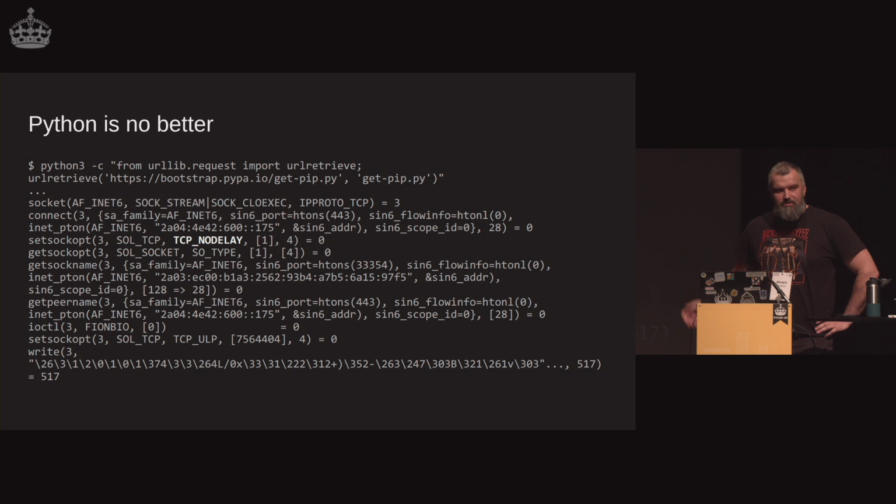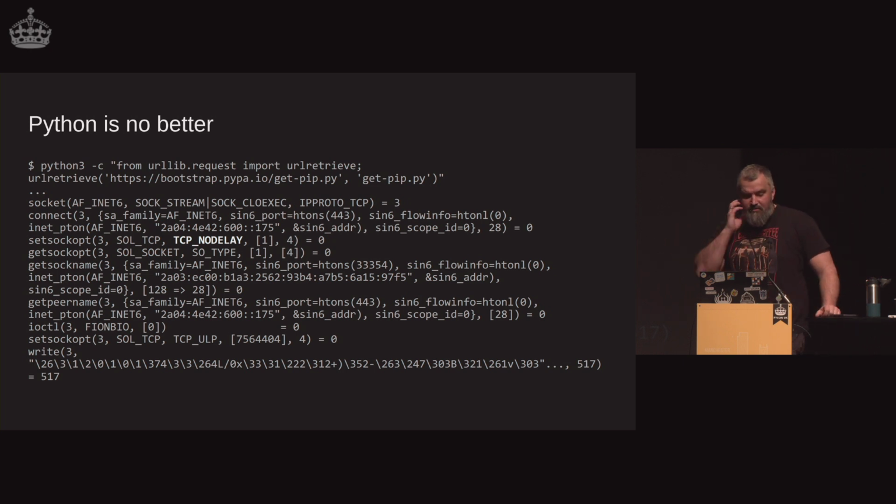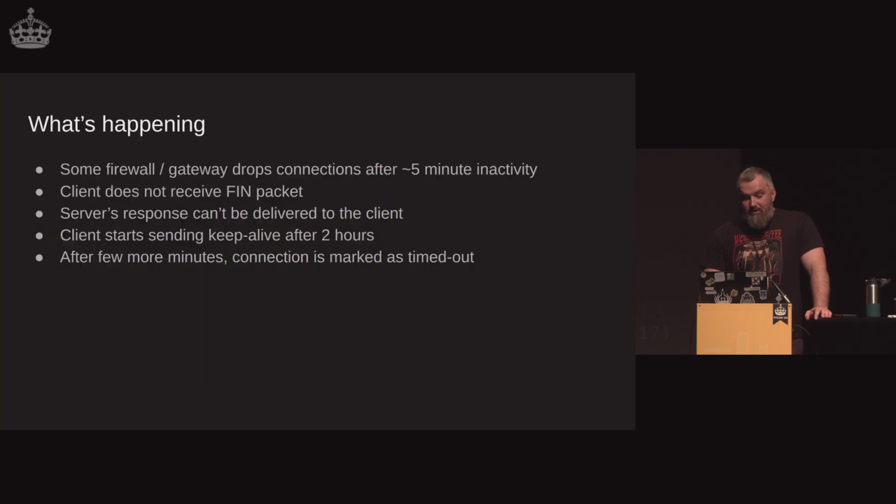And how is it related to Scala and how is it related to Python? So it turns out Python is now better, so it doesn't set these keep alives. But what it does, it sets TCP no delay, unlike Kafka. So plus one for Python. So this is a problem in Python as well.